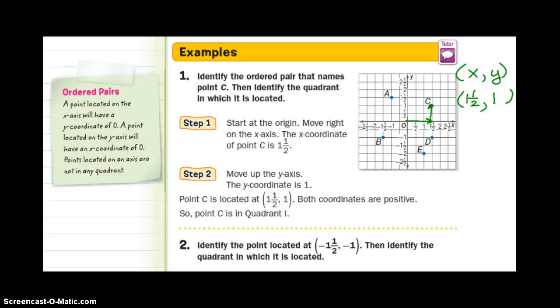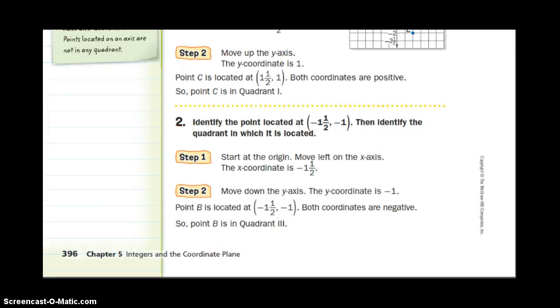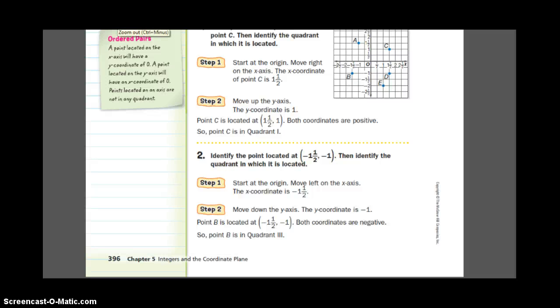Now, we also want to know which quadrant it is in. So again, remembering that they start in the upper right-hand corner, point C is located in quadrant 1. Now let's go to question number 2. We need to figure out what point is located at -1.5 and -1. And I just noticed that I have to reduce the size of this so we can actually see the box. All right, there we go. Now we can see the coordinate plane.